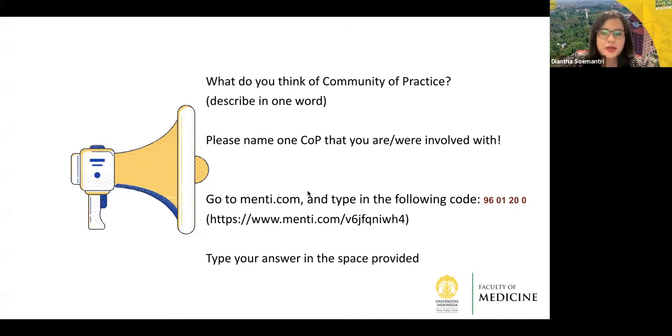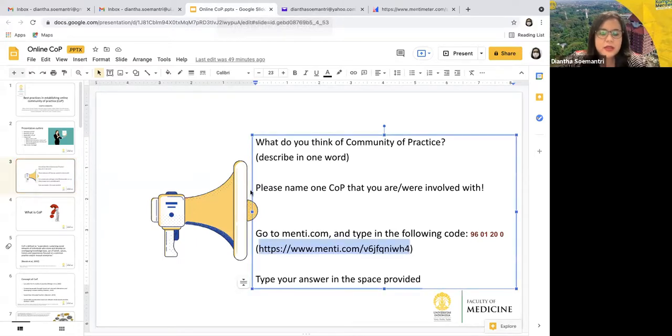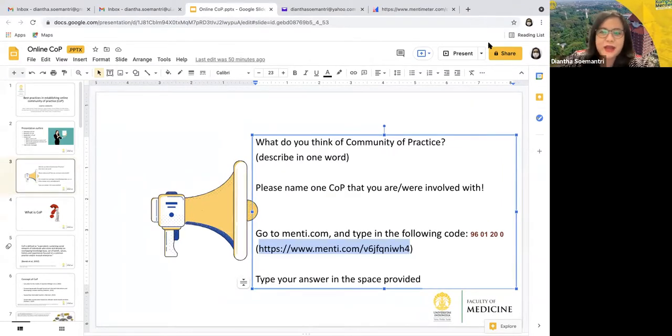So is it possible to go to menti.com? I will share the link into the chat room. So if you can go to this website, you click the link that I've provided in the chat room. And then when you are in the Menti, you can type in the following code, 9601200. And then there are 2 questions there. You can answer the questions according to your opinion in the Menti. So I hope you have no problem in accessing that. If you have problem, then we can just skip the Menti and we can just do the discussion through the chat box in the Zoom.